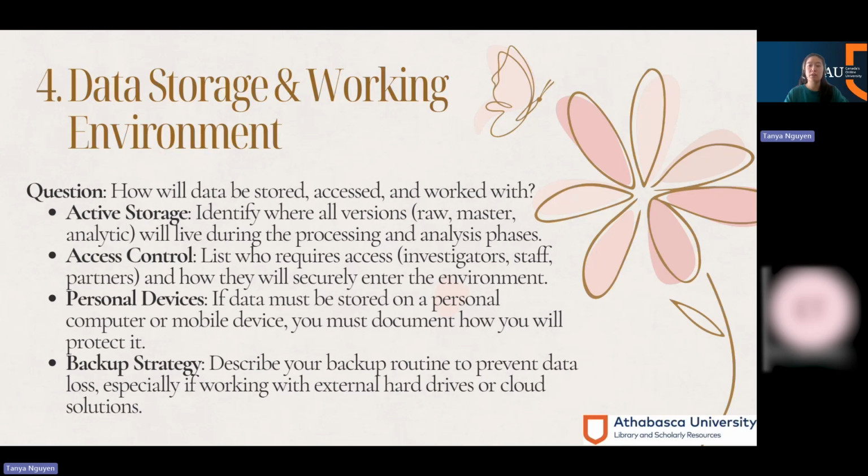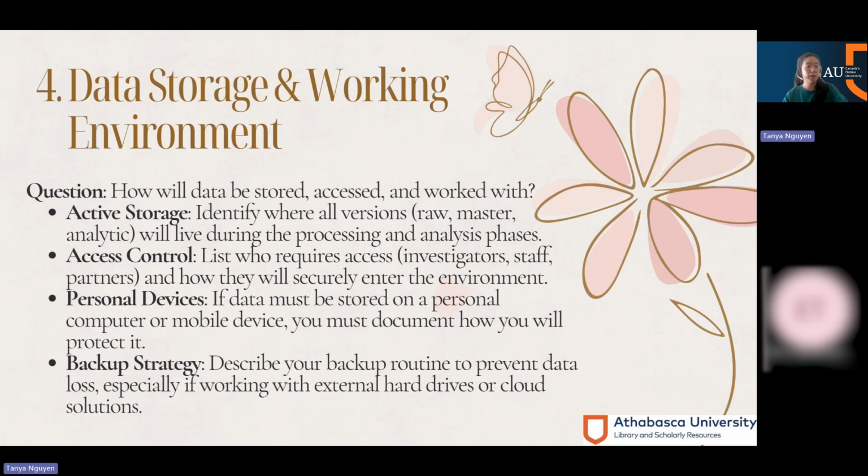The next point is access control. So we need to know who requires access. So whether it's investigators, staff, or partners, and then also ensure that they can enter the environment securely. So thinking about the importance of maintaining data integrity and confidentiality as you plan this. And next up is considering personal devices. So if the data resides on personal computers or mobile devices, documenting protection measures is crucial. So this step is all about safeguarding sensitive information from potential breaches.